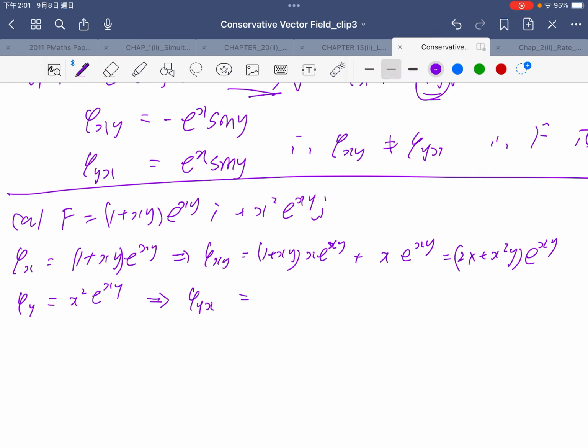Then we also use the product rule: 2x e to the power xy plus x squared times y e^(xy). After factorizing the factor e to the power xy, we observe that actually they are equal. Phi_xy equals phi_yx. Therefore, F is conservative.